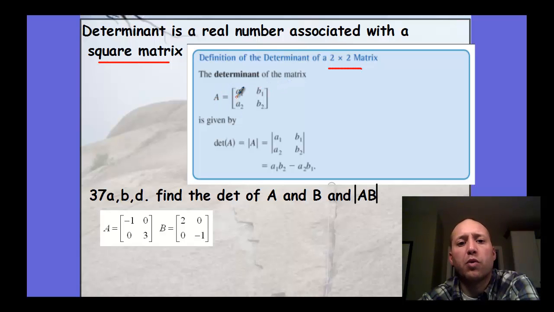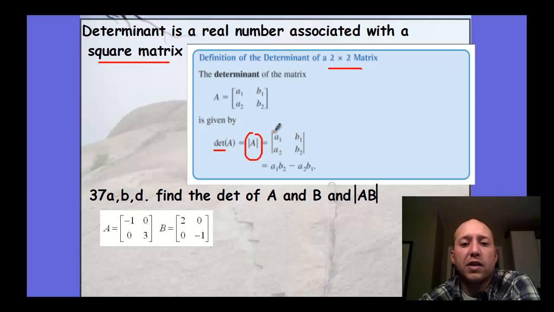So if you're given the matrix where we have A1, B1, A2, B2, the A's are the columns, the 1s are the first row, and the 2s are the second row. The determinant, det A, or you can use the vertical lines, which look like absolute value. A good lesson for math is that we use the same symbols for absolute value as we do for determinant. You have to realize what situation we're talking about. Since we're talking about matrices, we know we're talking about determinant.